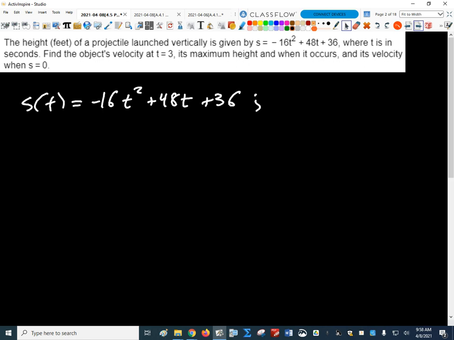All right, so it's been a little while since we've done one of these. What do we got to do? How do we find velocity? Yeah, right. Remember, velocity is the derivative of position. In this case, position is just height, right? It's all vertical. So velocity is the derivative of position with respect to time. So our velocity function is just equal to s prime of t, which would be what?